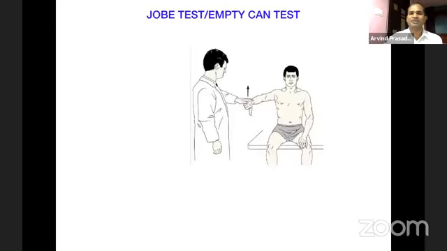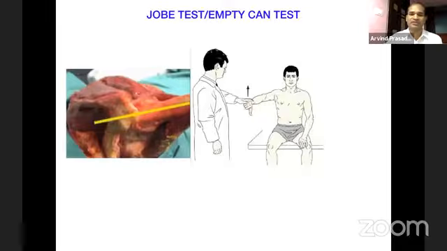The next is the Jobe test or empty can test. This is for the supraspinatus, in which the shoulder is abducted and internally rotated. In this position, the humeral head comes directly in the line of the supraspinatus. So in this position, supraspinatus is the only abductor. Then patient is asked to elevate the forearm against the resistance of the clinician. And if there is tear of the supraspinatus, then he will have difficulty in lifting the arm.